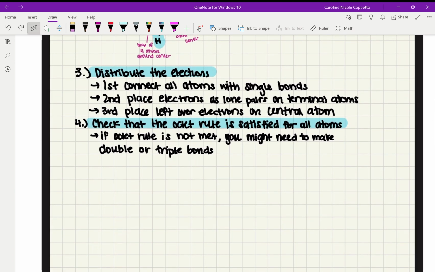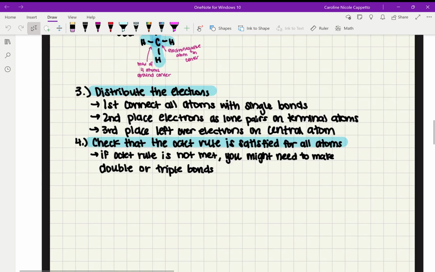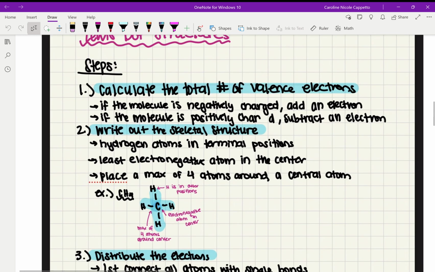And then third step, you want to distribute the rest of the electrons. So you first will connect all the atoms with single bonds, and then you second place electrons as lone pairs on terminal atoms. And you third want to place leftover electrons on a central atom, and that's like the final spot you'll be distributing electrons. And then fourth, check that the octet rule is satisfied for all atoms. So if the octet rule is not met, you need to make double or triple bonds, and all of these steps are about to be explained further through the example.